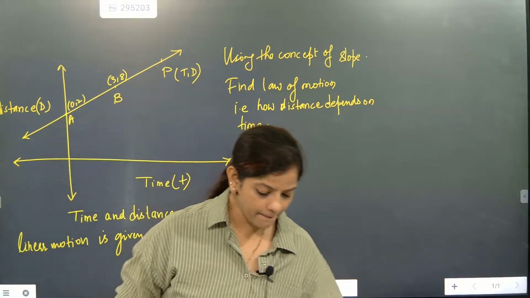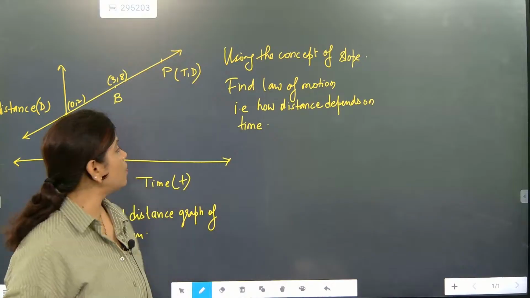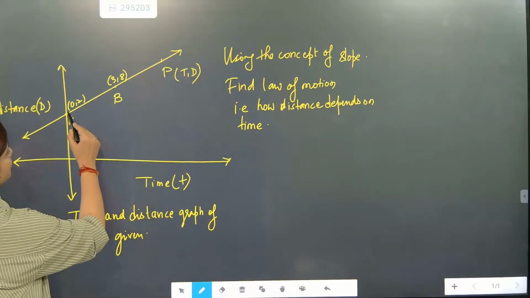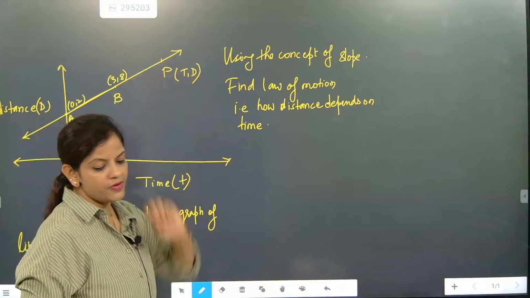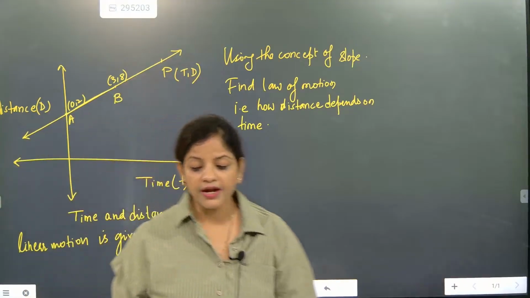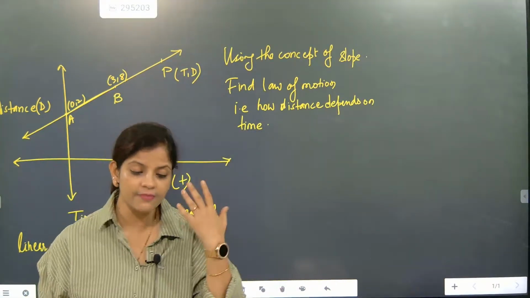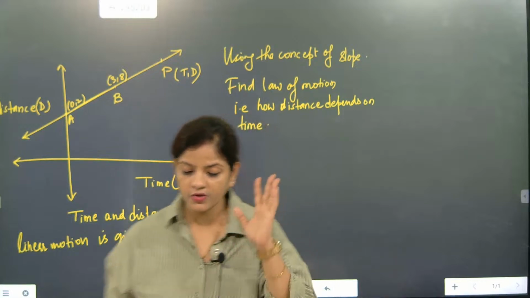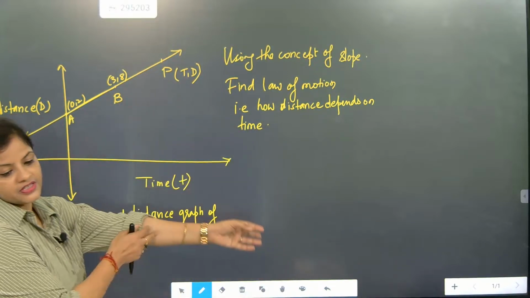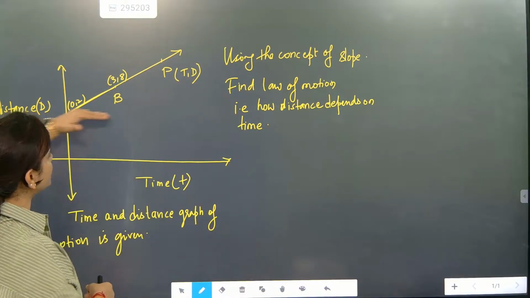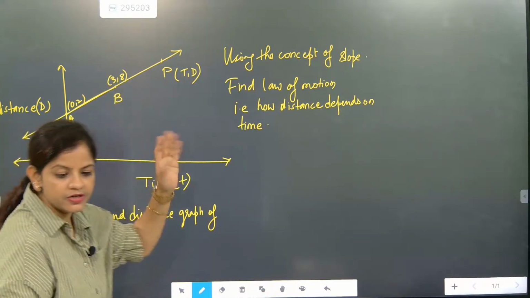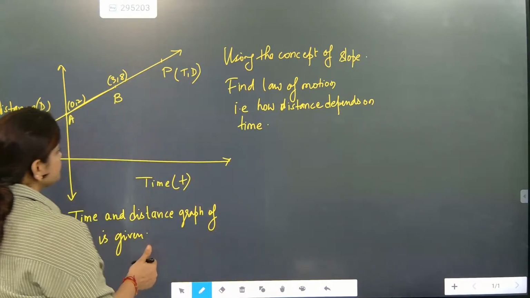So here, what is the slope of AB? First we will find the slope of AB, and then the slope of PB. And we know that all 3 points are on the same line, so their slopes will become equal, because if you are drawing the line, the theta angle subtended remains the same. So slope remains the same.